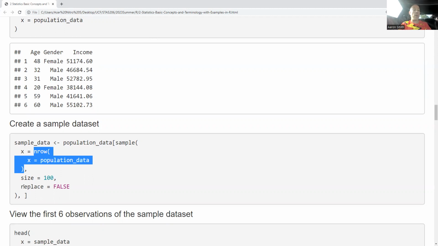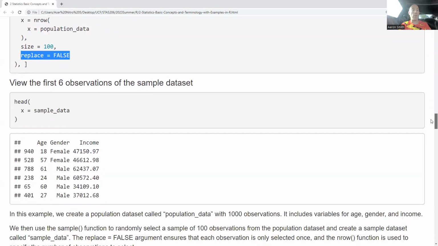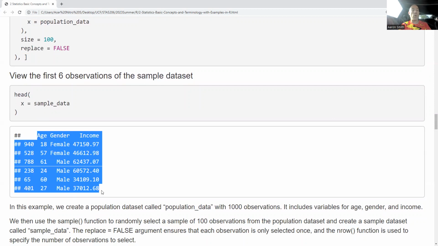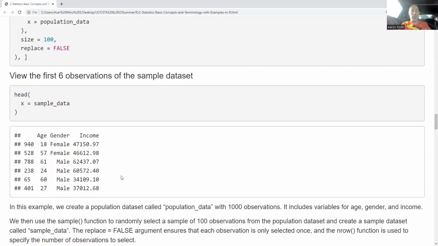Now here I'm doing replace equals false. So what this is saying is that if I select a row to be in my sample, it doesn't go in twice. So it can't be in there twice, can't be in 3 times, 4 times, whatever. And so here, this is my first 6 rows of my sample data sets.